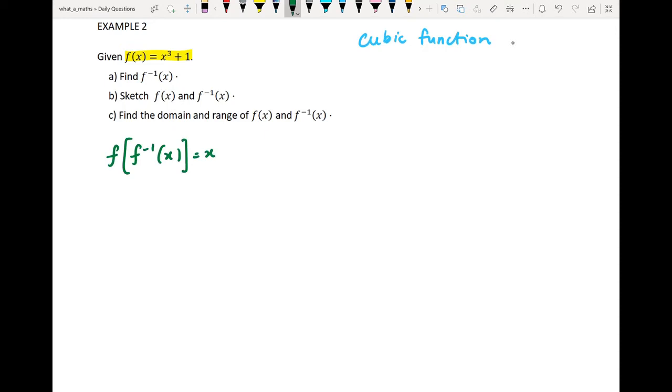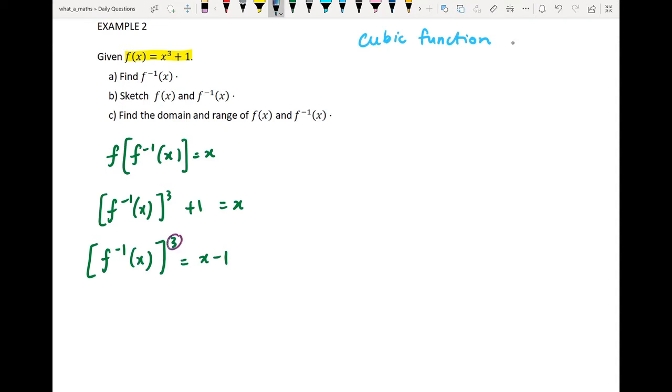So over here, I will have f inverse of x, everything power 3, plus 1 equal to x. So f inverse of x, everything power 3, is equal to x minus 1. In order to get rid of this power 3, I just take the third root of both the left-hand side and the right-hand side, because I have to be fair.